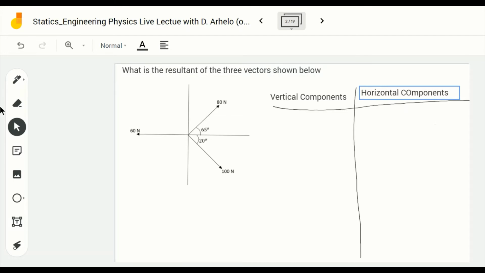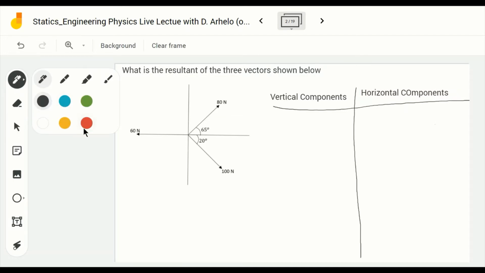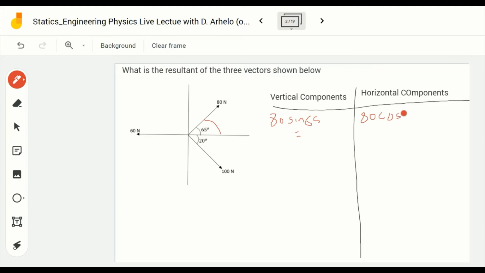and horizontal. Our first vector here is 80 Newton. From the horizontal axis is 80 Newton at 65. In our vertical component is 80 sine 65, and for the horizontal it will be 80 cos 65. Okay, good.